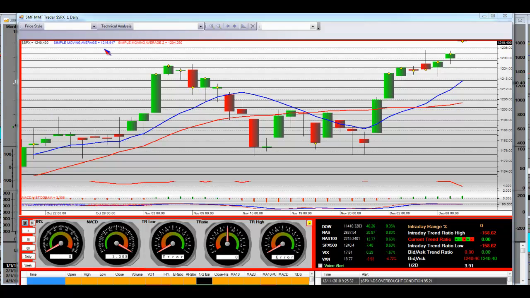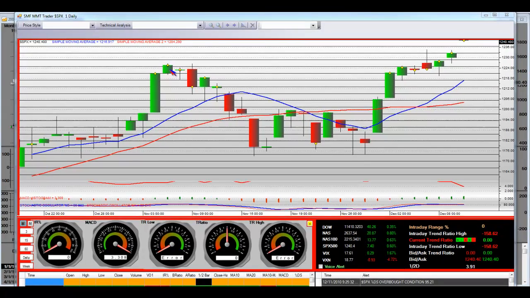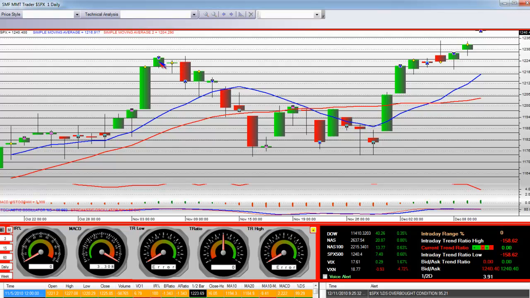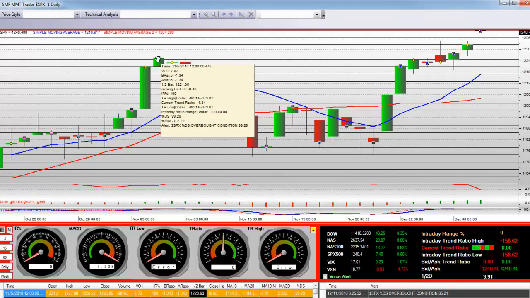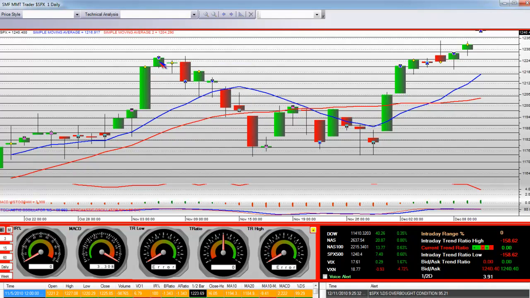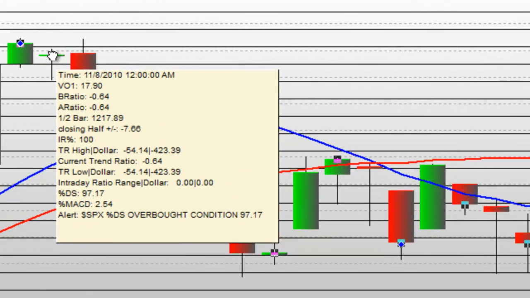Good morning, SMF MMT. This is the daily chart of the S&P 500 in the SMF application. What I'm going to point out are these daily moves that we have had. When we go back and take a look at what was happening on 11.5, we were making a high here in the S&P. This was that top that we had talked about, this triple action top, and the S&P had resistance there on 11.5.